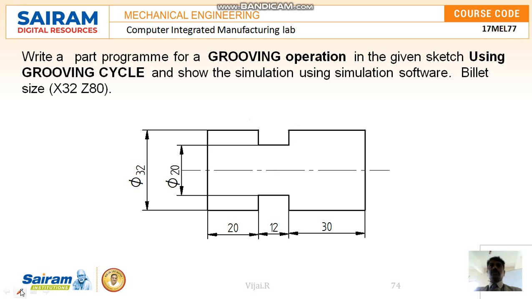In this grooving, we have to bring a tool here. This is the grooving tool, and using the grooving tool, this entire area is to be removed. When the job is rotated, the grooving tool has to come like this and move. We cannot make it as a turning operation here, so we have to bring the tool and make the depth in such a way that this 32 has to be reduced to 20 for a distance of 12 mm.